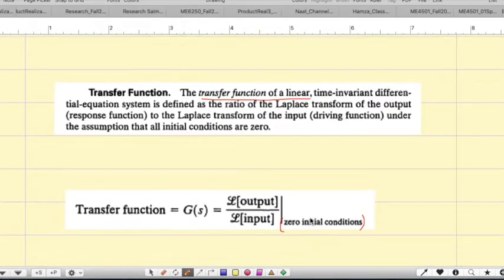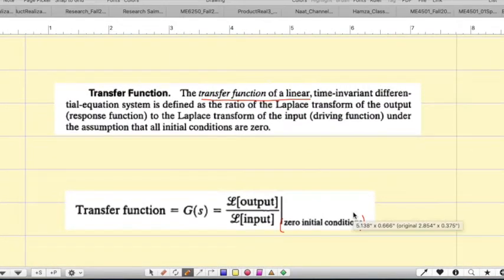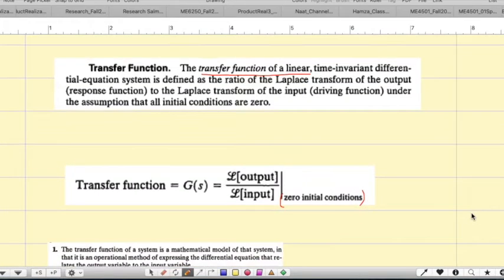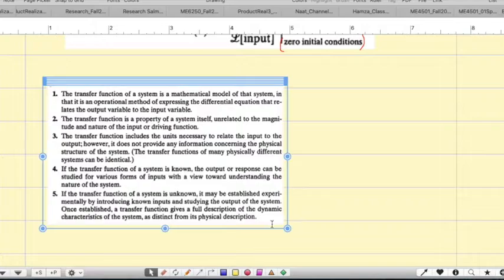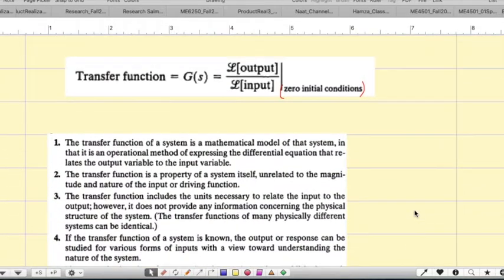And we can represent a transfer function in a block diagram, which I'm going to go over in a bit. So let's look at some of the properties of the transfer function. But why do we need a transfer function? So let's see. The first point is the transfer function of a system is a mathematical model of that system, in that it is an operational method of expressing the differential equation that relates the output variable to the input variable. Second point is the transfer function is a property of a system itself, unrelated to the magnitude and nature of the input or the driving function.